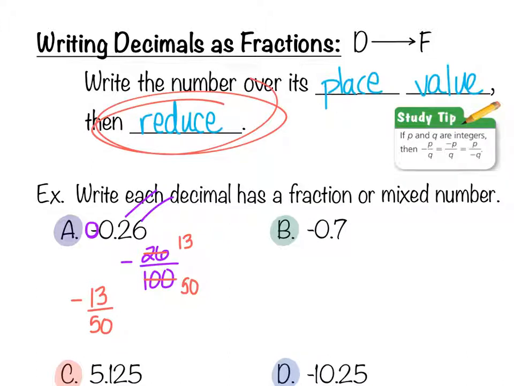The next one is also negative, so we're going to put a negative, and then the first decimal column is tenths, so -7/10, and that does not reduce. So we're done with example B. See, these are much easier than actually doing the long division if you go from fraction to decimal.